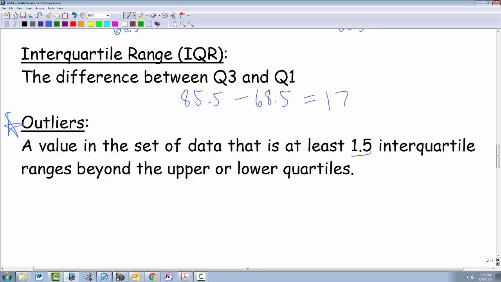So let's do that first. The interquartile range is 17. We're going to multiply that by 1.5. And if memory serves correct, I think just last hour we got 25.5 there. Now, you'll see this at the end when we look at the box and whisker plot and actually incorporate outliers.